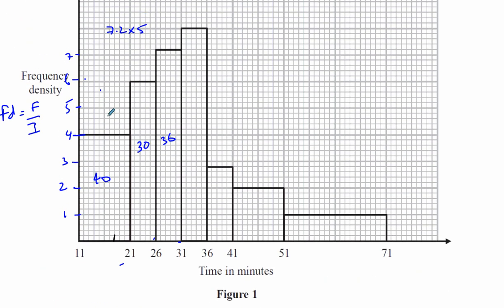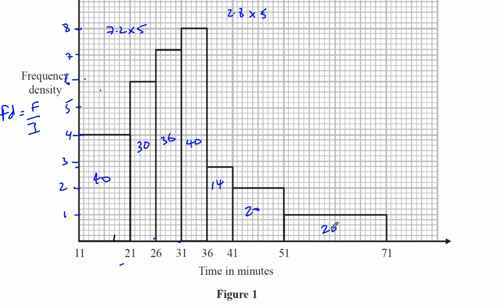So we can see that this is 8 times 5, which is 40. And here this is 2.8, so 2.8 times 5 is going to be 14. And here you've got 10 times 2, which is 20. And here you've got 20 times 1, which is 20.